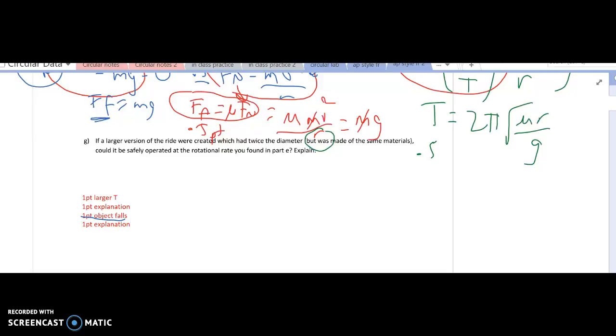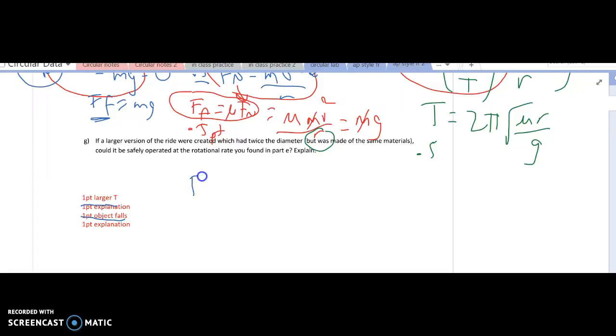Then you have to have an explanation for why the object would fall. Well, why the object would fall is because you have a larger period. The previous problem, we had the maximum period for it to still stay at rest. So if I'm going greater than the maximum, it takes more time. So if it takes more time, then the Fn will become too small, and I will have too little friction.